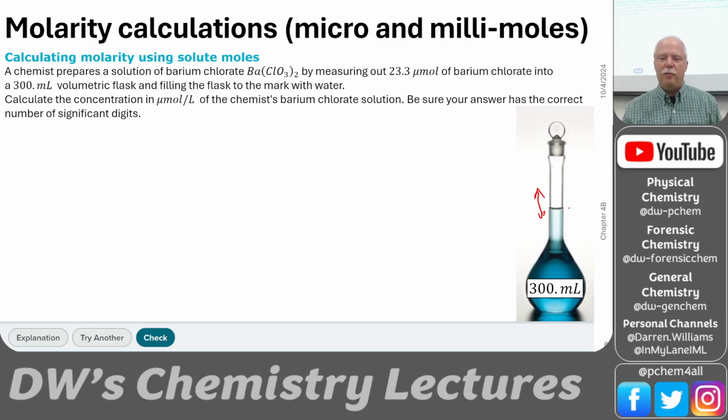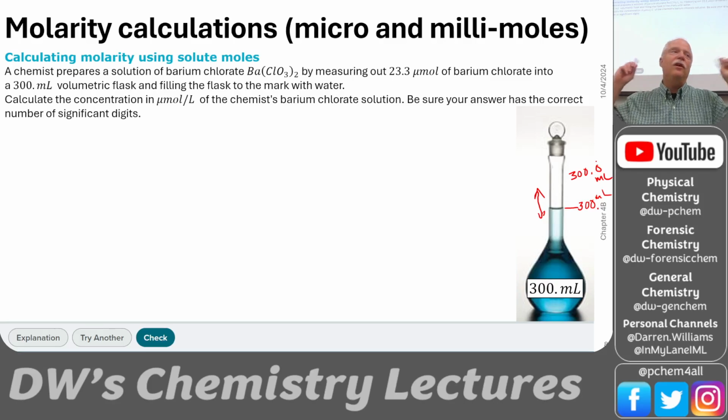So if I put a mark right here, right at 300 milliliters, then if I go just one more drop more, it'll be too much volume. If I don't put enough in, it won't be quite 300. So we have these volumetric glass containers that are very accurate. It might even be 300.0 mils, right? Four significant figures because that neck is real sensitive to changes in volume.